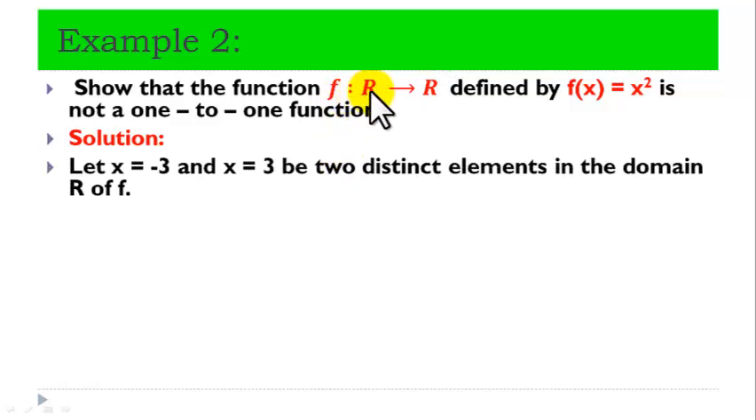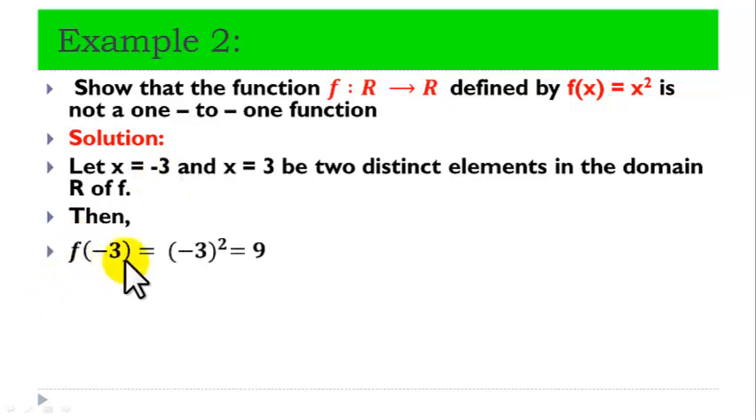different elements from the domain R, and let these elements be x equals minus 3 and x equals 3. Then the image of x equals minus 3 under the function f is f of minus 3 equal to minus 3 to the power 2, and that is equal to 9. While the image of x equals 3 is f of 3, which is equal to 3 squared, and that is also equal to 9.